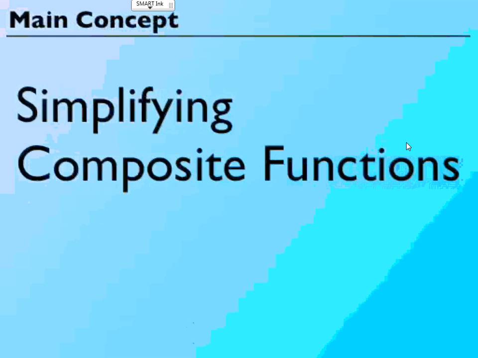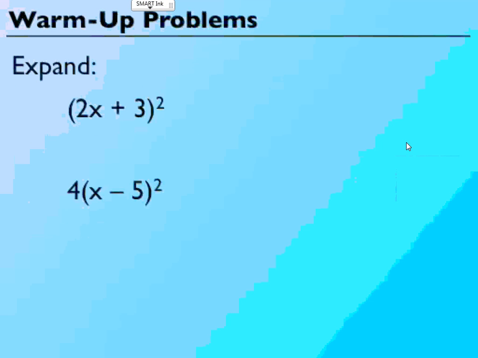All right, our main concept here in lesson four is simplifying composite functions. We're still working with composite functions. It's the same idea as yesterday. A lot of carryover from yesterday. A lot of this should make sense if you understood what we were doing yesterday. Simplifying composite functions. All right, a couple problems to get us started here.